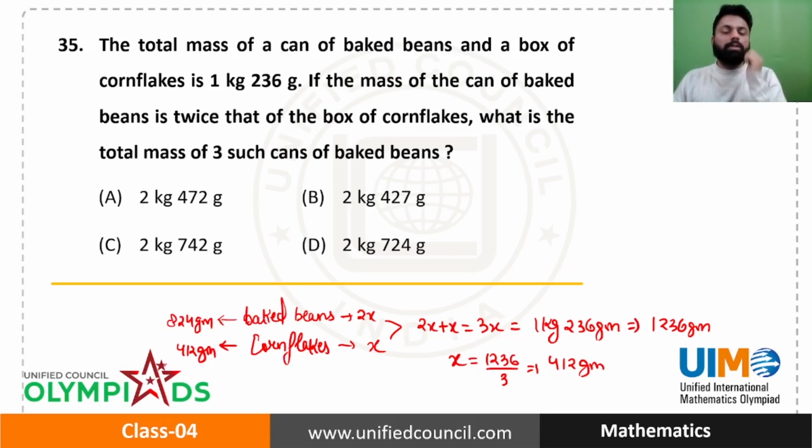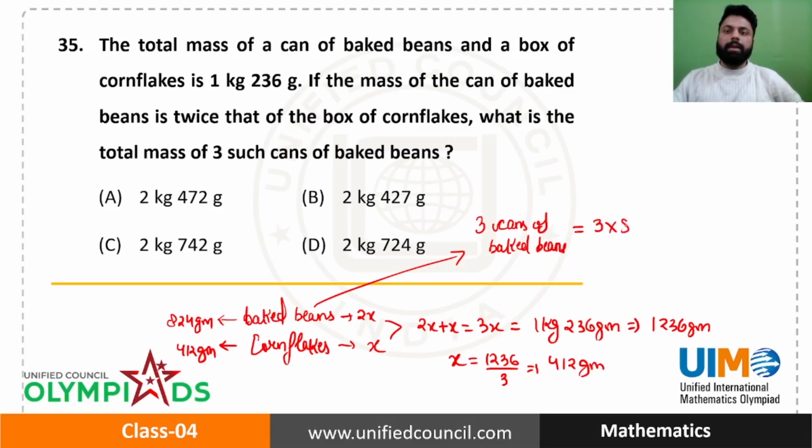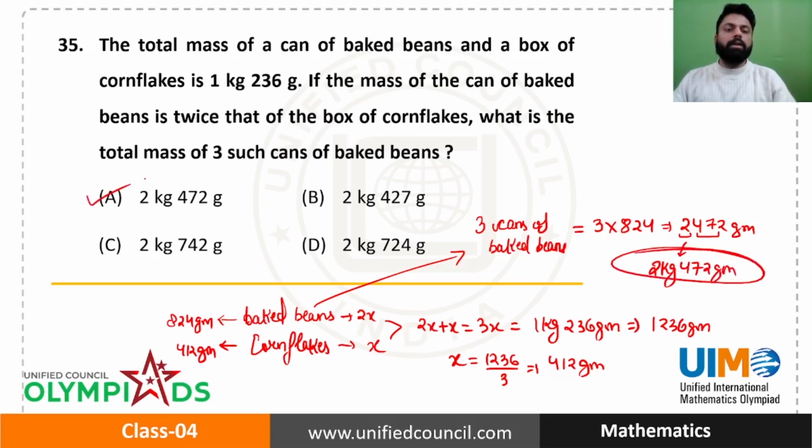What is the total mass of three such cans of baked beans? So three cans of baked beans is equal to 3 multiplied by 824, that is equal to 2472 grams, which is equal to 2 kilograms and 472 grams. A option is the correct answer.